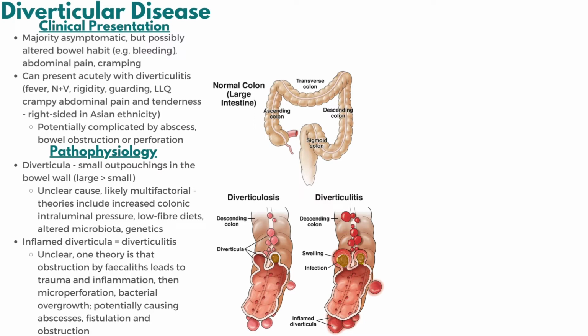The schematic on the right-hand side illustrates the difference between the development of diverticula and the development of diverticulitis. The reason why diverticulitis occurs is unclear, but it is thought that obstruction by fecaliths leads to trauma and inflammation before causing microperforations in the bowel wall and bacterial overgrowth. This can lead to abscesses forming, as well as fistulation and obstruction.